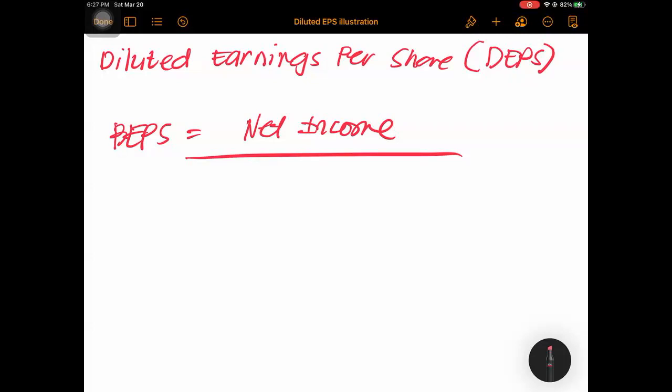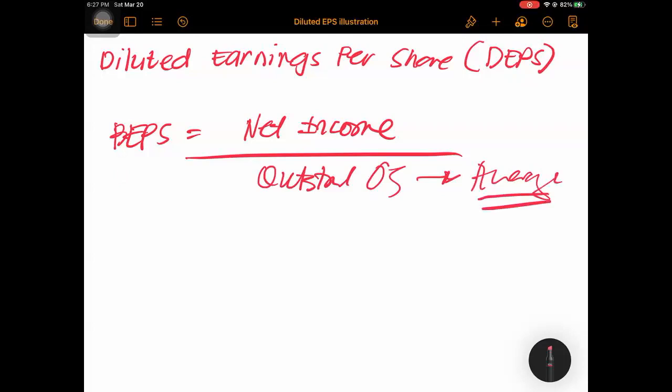So basically, the formula to compute the basic earnings per share is the net income over the outstanding ordinary shares, or we compute for the average outstanding shares. So what do we mean by diluted?